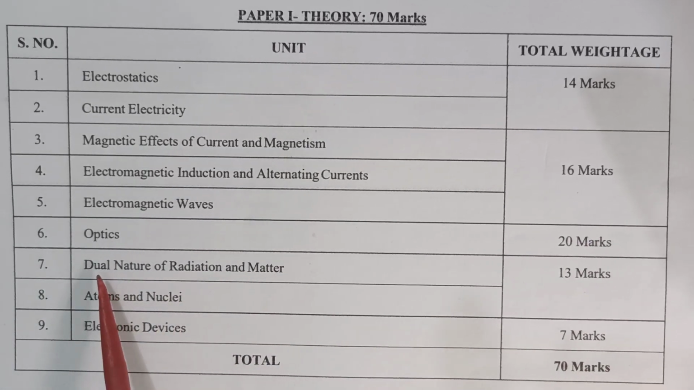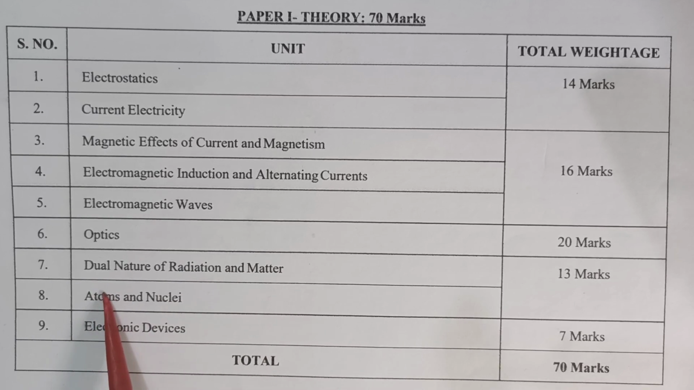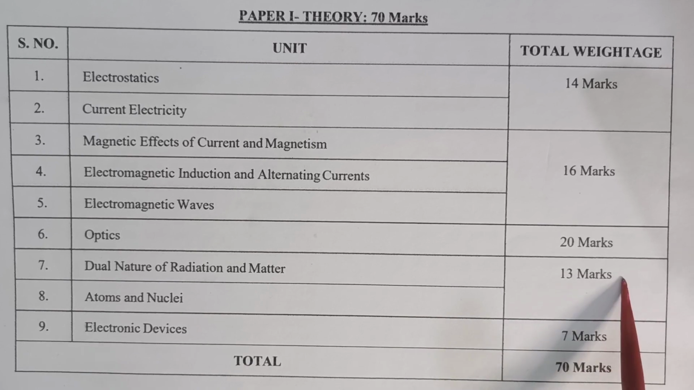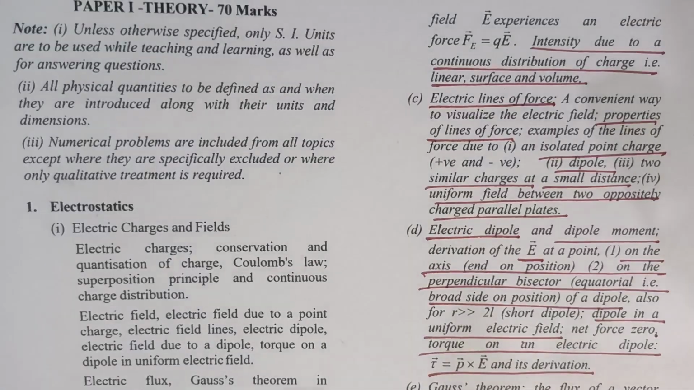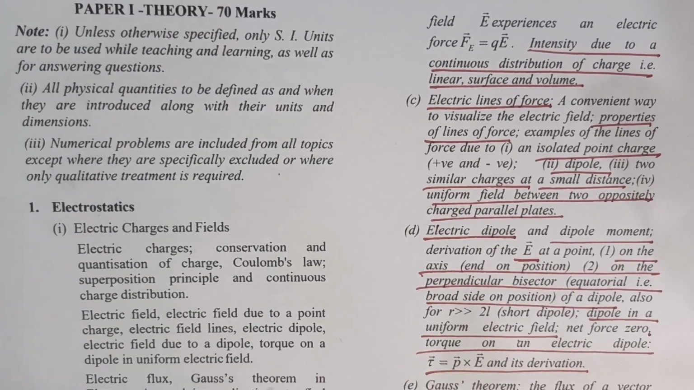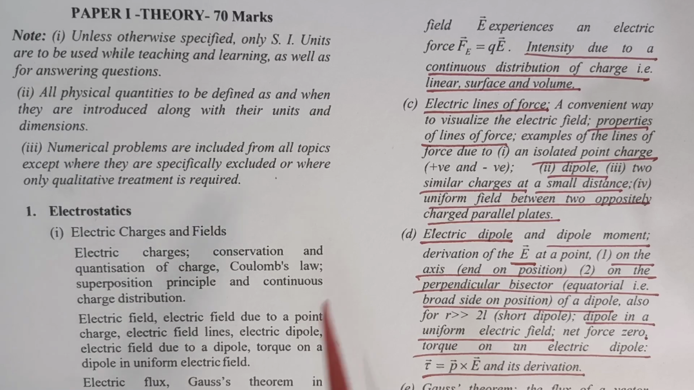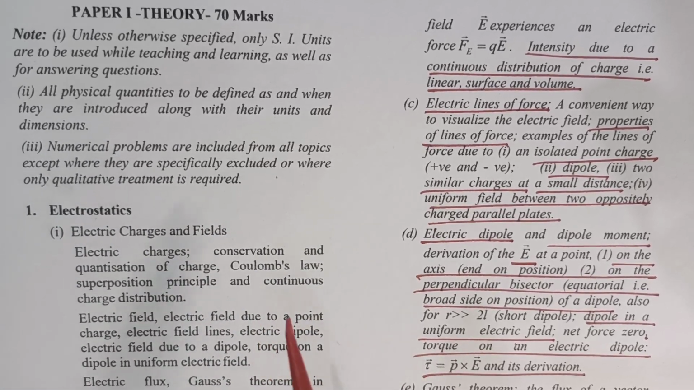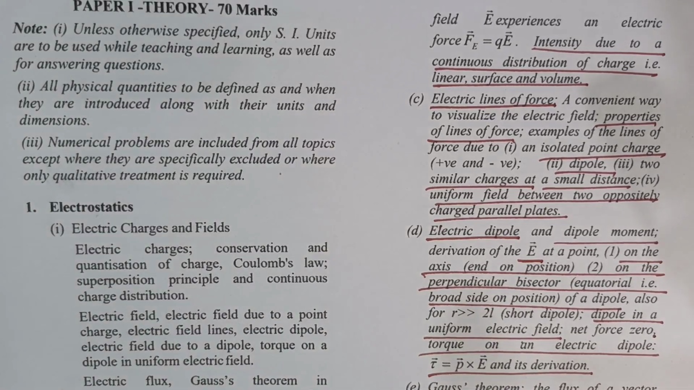Then in modern physics: dual nature of radiation and matter, atoms, that is Bohr's hydrogen atom, and nuclear physics. Modern physics will carry 13 marks questions and semiconductors will carry 7 marks questions. Now let us come to the topics here. Any topic which is not in the syllabus, I have mentioned in red ink separately. The highlighted part is the part which was not in the syllabus in 2022, but this year it is very well in the syllabus. So let us start with electrostatics.